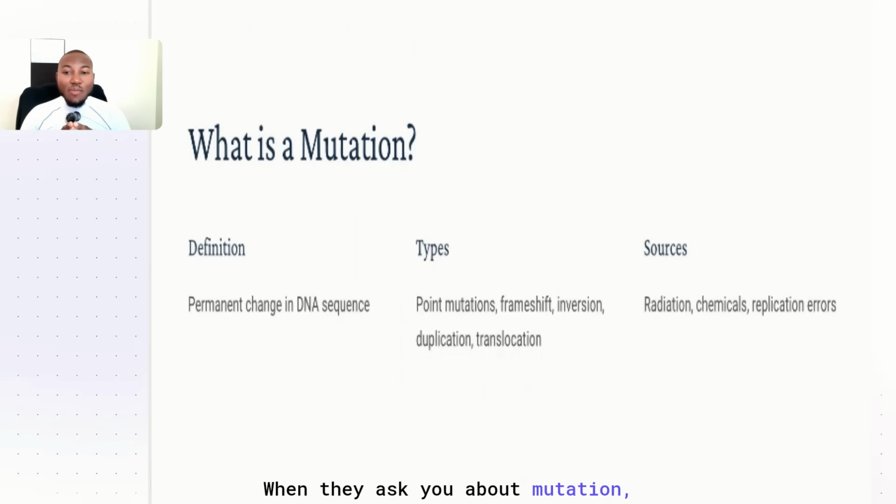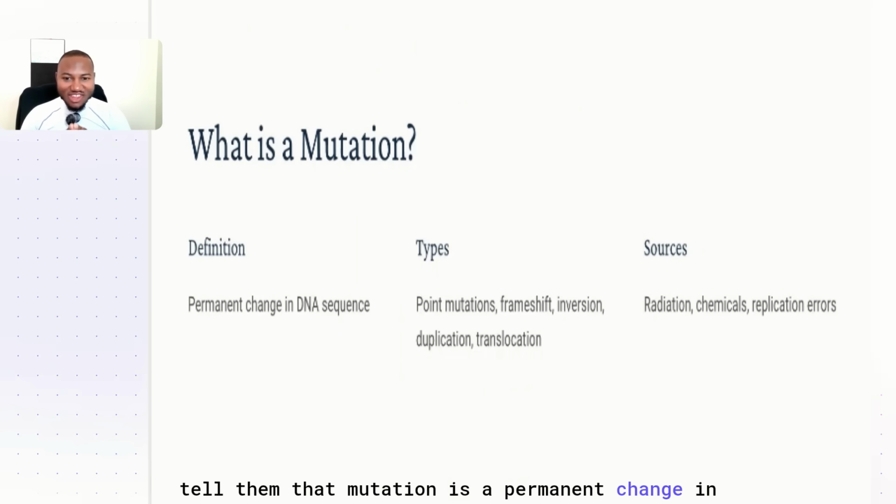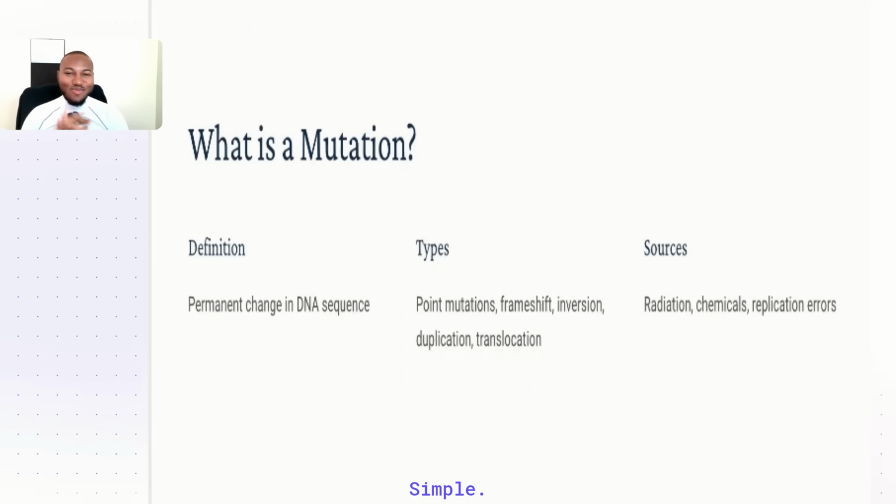When they ask you about mutation, tell them that mutation is a permanent change in the DNA sequence. Simple. There are different types of mutation, right? There are point mutations, there's frameshift mutation, there is inversion, there is duplication, there is translocation. And what could cause mutation?